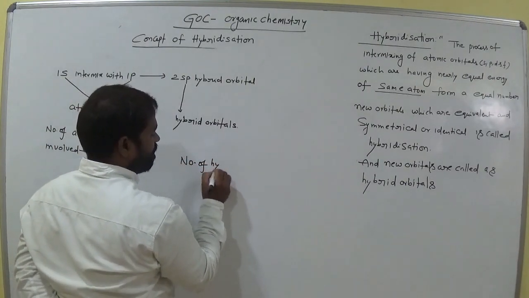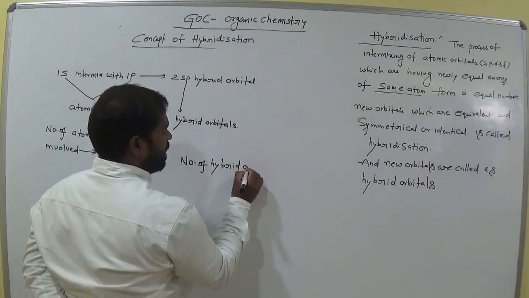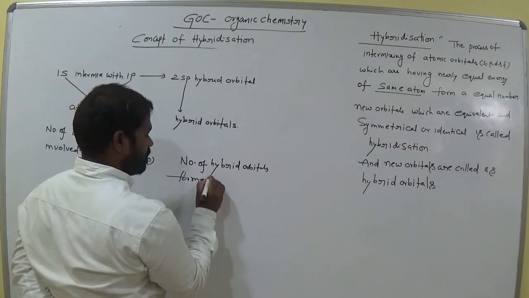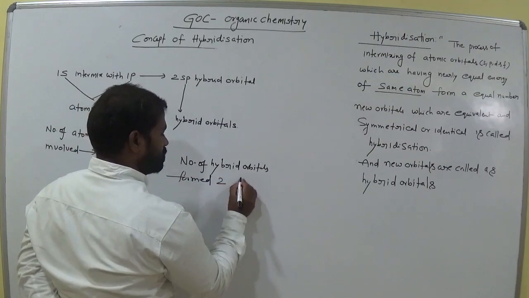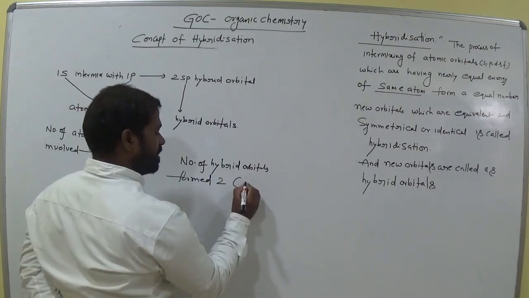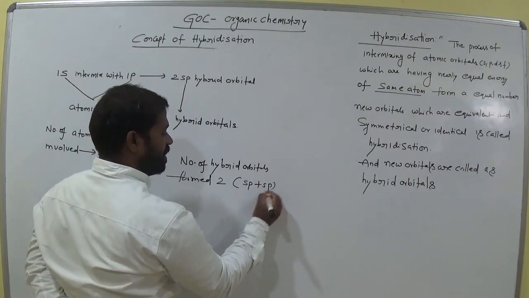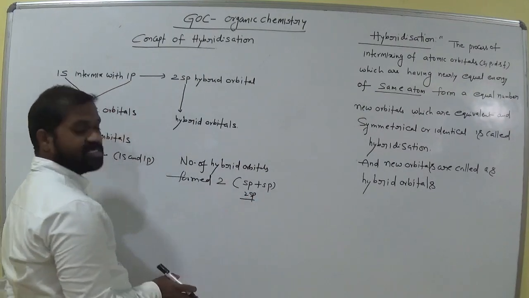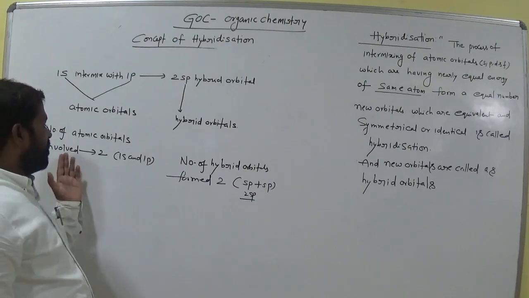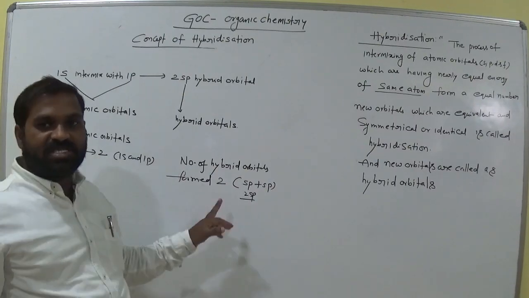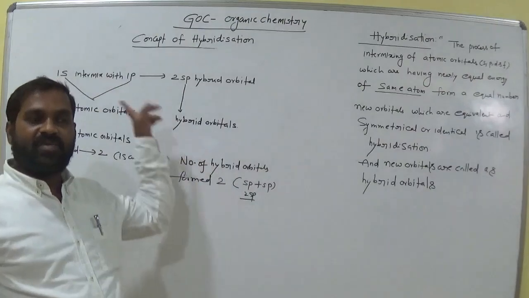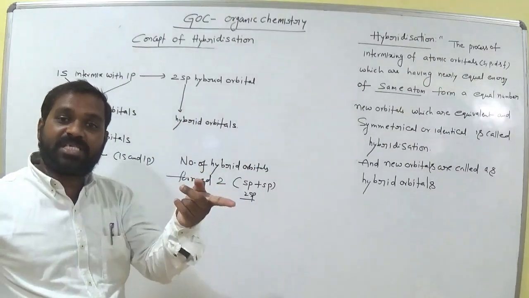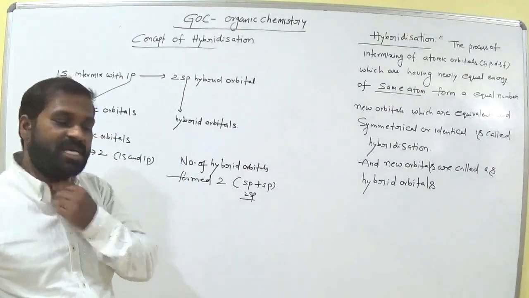The number of hybrid orbitals formed is two, sp plus sp. Two sp hybrid orbitals are formed. The number of atomic orbitals involved is equal to the number of hybrid orbitals generated. Here one s and one p intermix, so it gives sp hybridization. Two sp hybrid orbitals are formed.